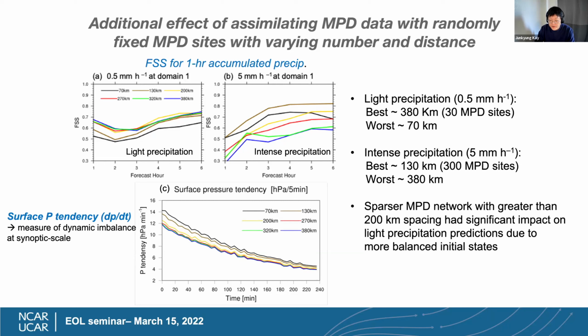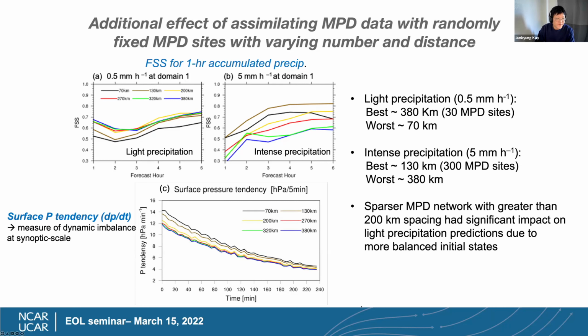So this contradictory result implies that the optimal spacing of MPD is very dependent on the intensity of a precipitation event. This is maybe because intense convective precipitation results from the complex multi-scale interaction between the ambient flow and the convection. So a dense network of MPD can resolve the fine scale variability of this system. On the other hand, the accuracy of light precipitation is usually affected by the larger scale environment.